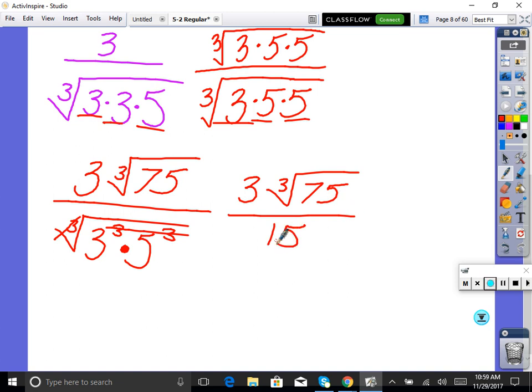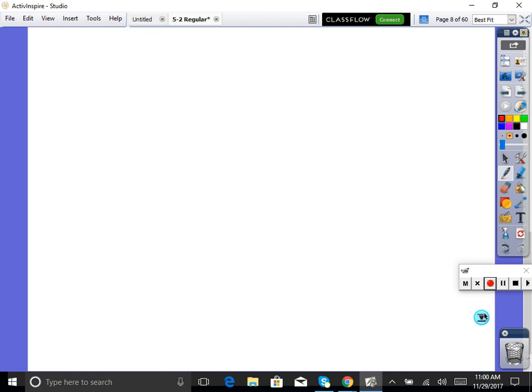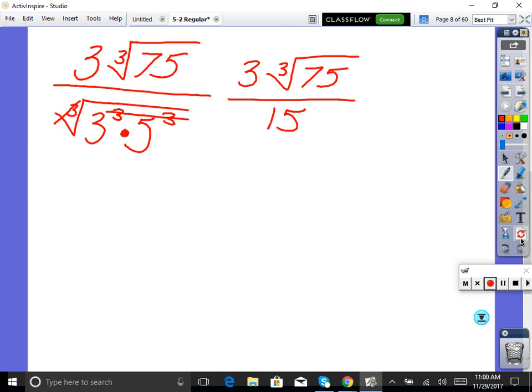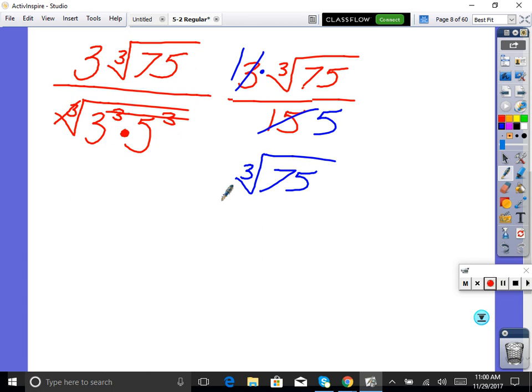We're not quite done, but does everybody see how the rationalization took place? And it fixed the problem. There's not a radical in bottom. Now because we know we can divide across a multiplication sign, we can divide out 3 and 15. That simplifies to be 1 over 5. So the final answer would be cube root of 75 all over 5. We would never divide something under a radical with something that's not. So we're done.